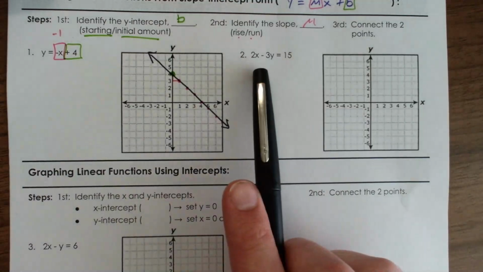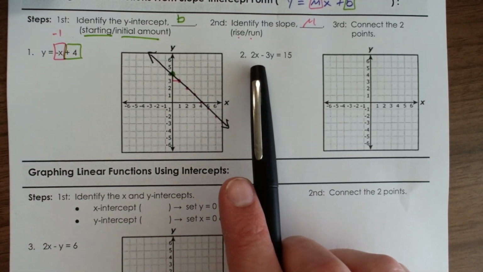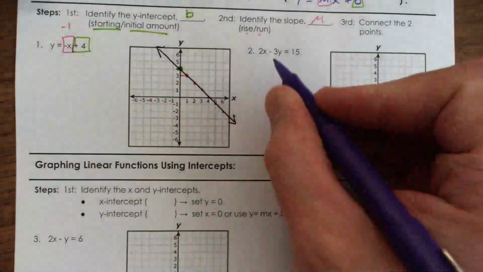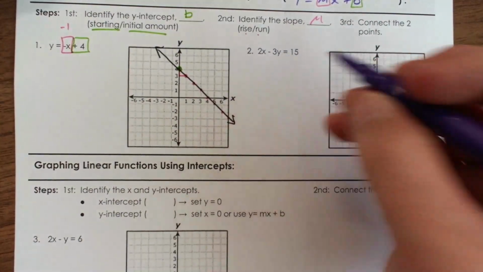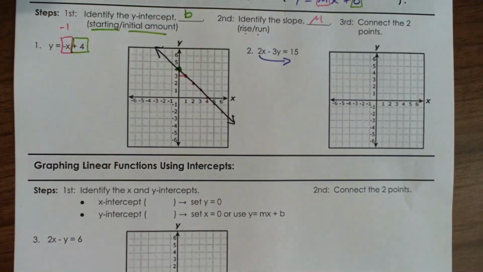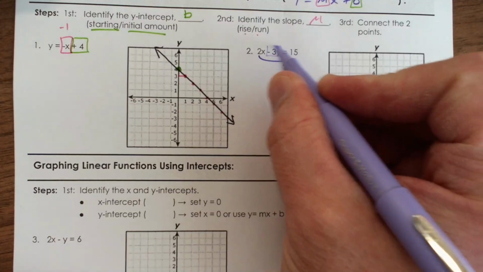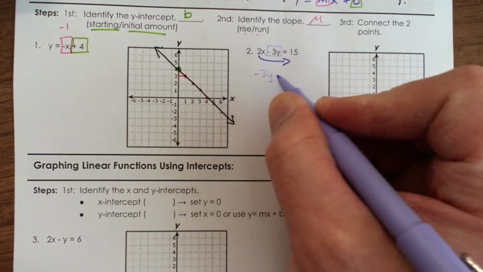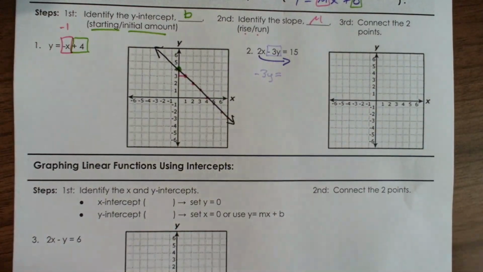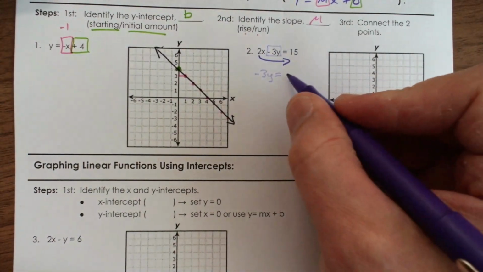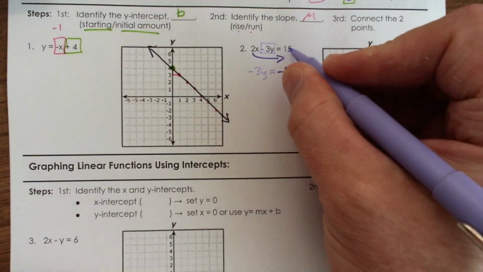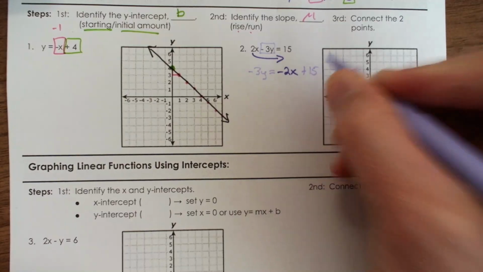Now, in problem number 2, it is not written in slope-intercept form. So we have to convert it into slope-intercept form. So, reminder, here's how we convert it. The first thing we do is we move this x value over. When we move that x value over, nothing happens to this negative 3y equals this positive 2x, because we moved it, becomes negative 2x. And nothing happened to this 15. It's a positive 15 right now. So we have plus 15.